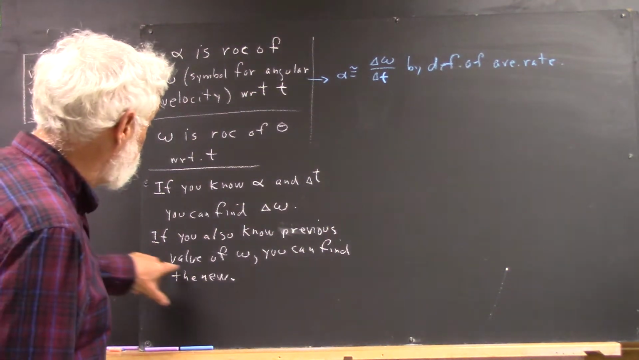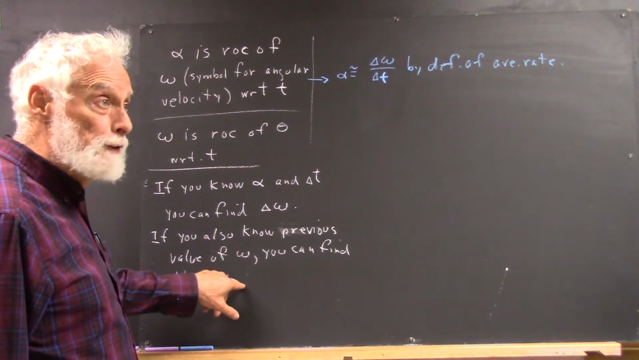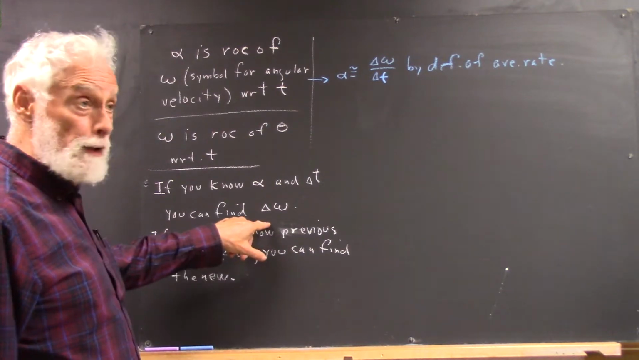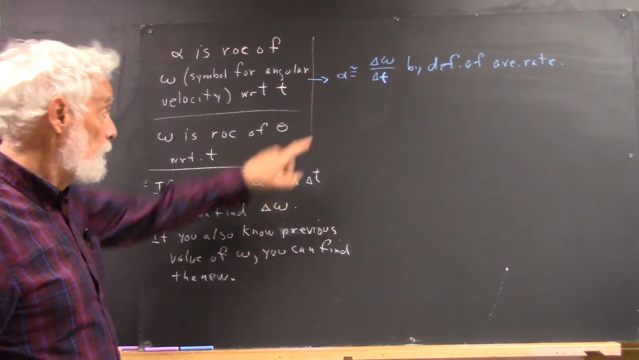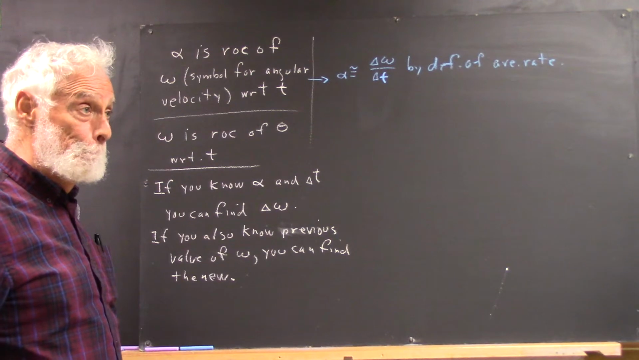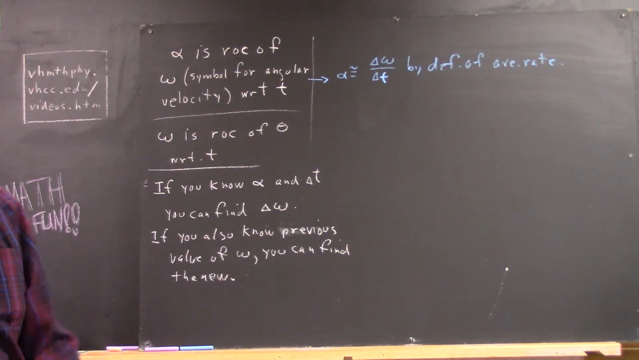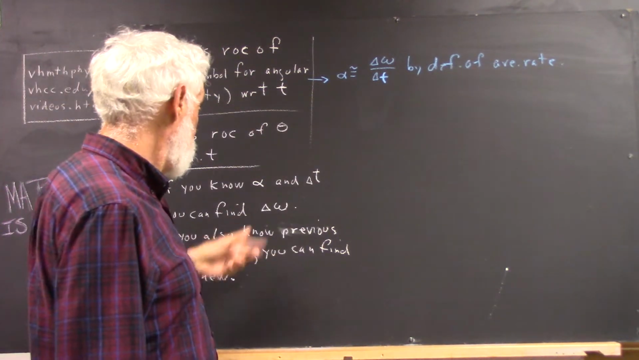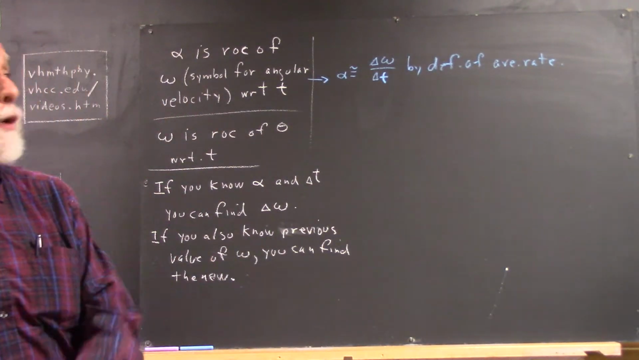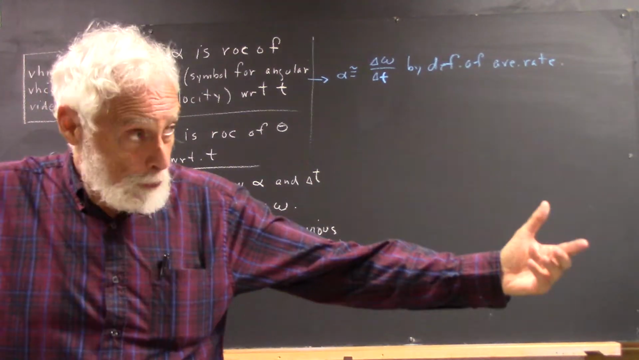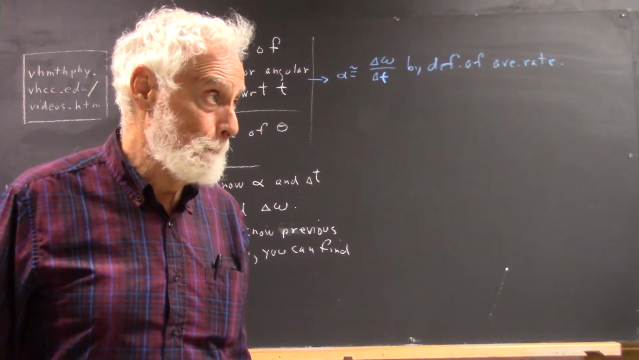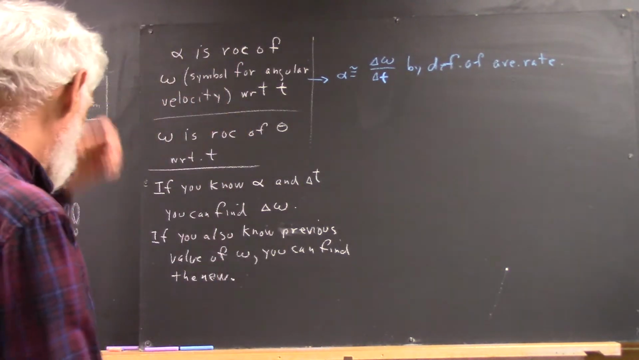Okay, so that's easy, right? And actually, that's pretty darn easy if you've got a rule for calculating alpha, right? And we do. So you calculate alpha, you multiply it by delta t, there's your delta omega, and you add it to your old omega, and you got your new omega. Okay? So, next question.